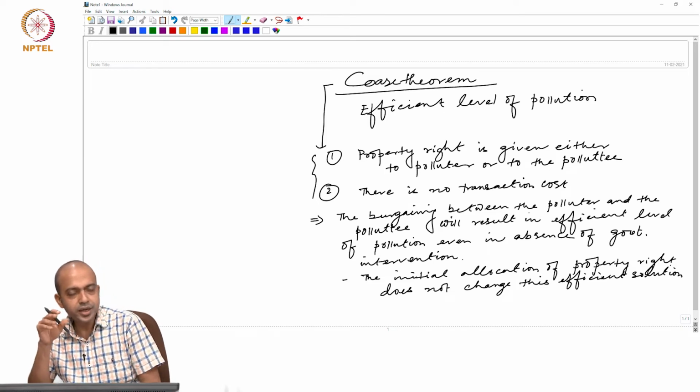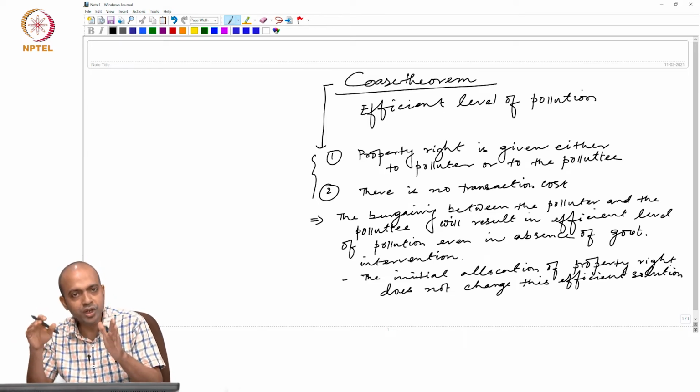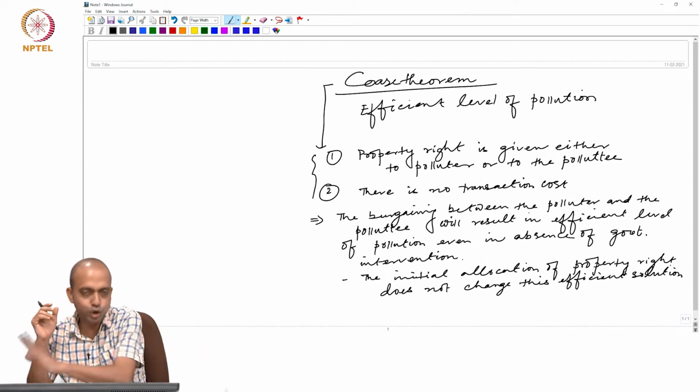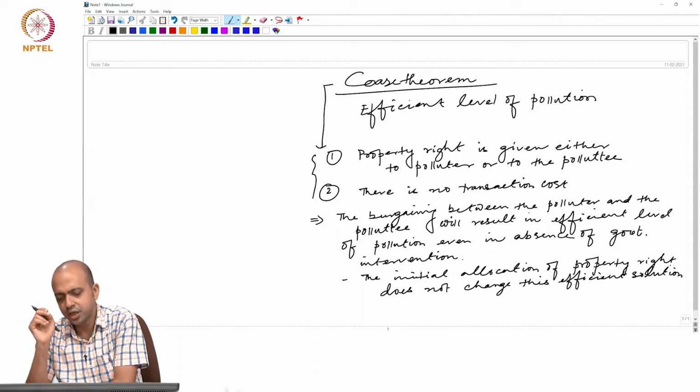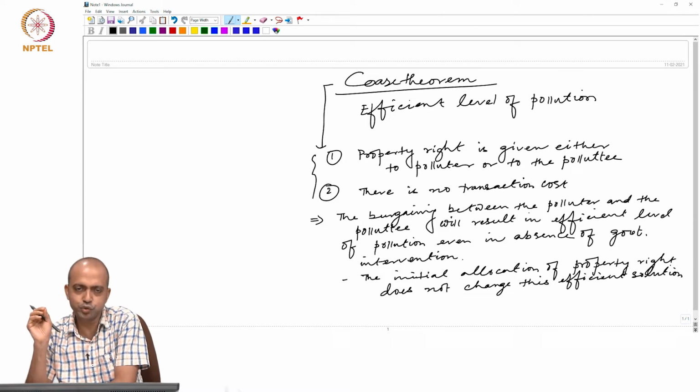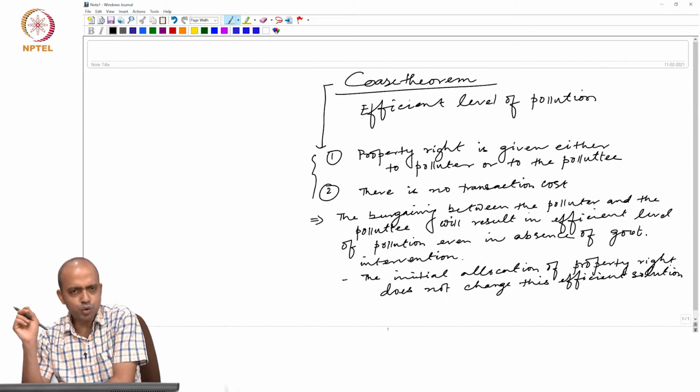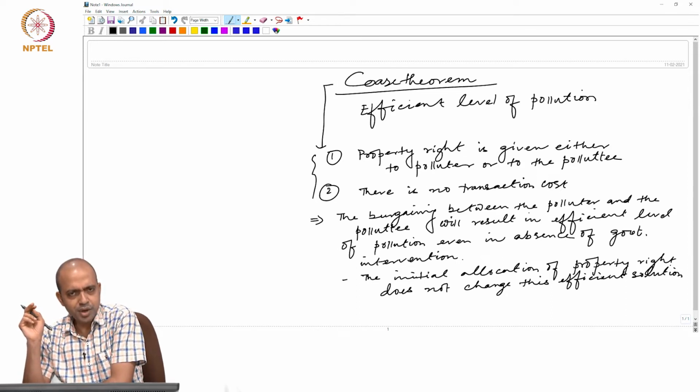So, that means basically he said it does not matter whether we give the property right initially to the polluter or to the pollutee, it does not matter. He only said we have to give the property right to anyone, we can choose either polluter or the pollutee, and then let this polluter and this pollutee bargain with each other, and that costless bargaining, if the world is transaction cost free, then that will result in efficient level of pollution, that is what he said.